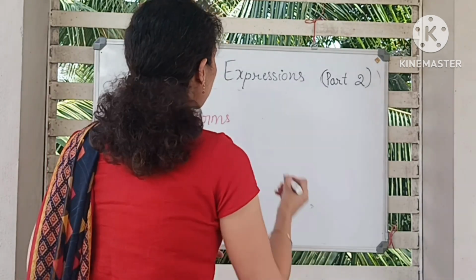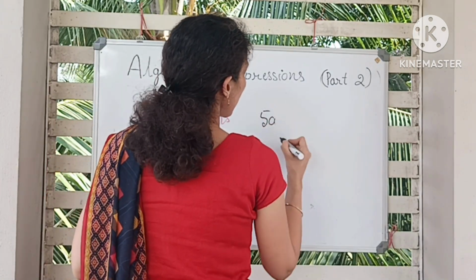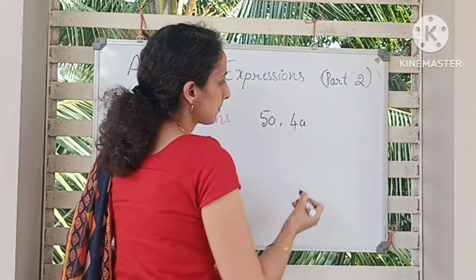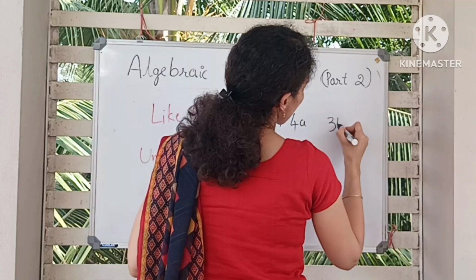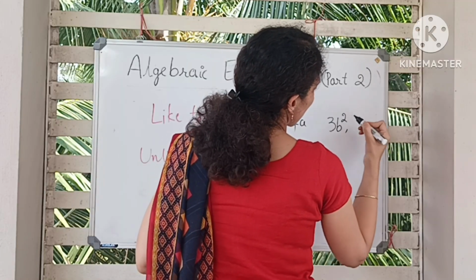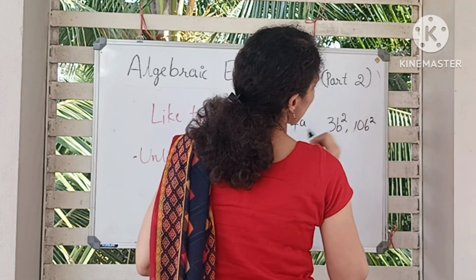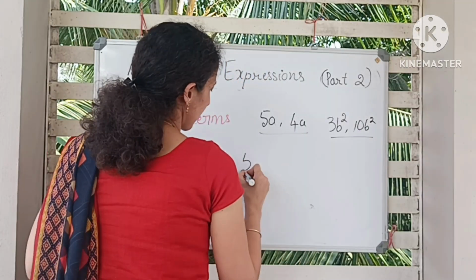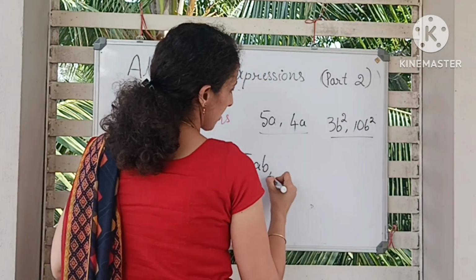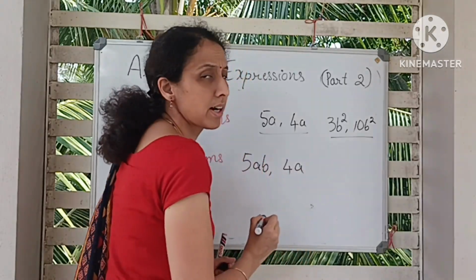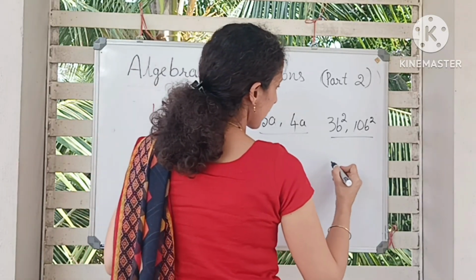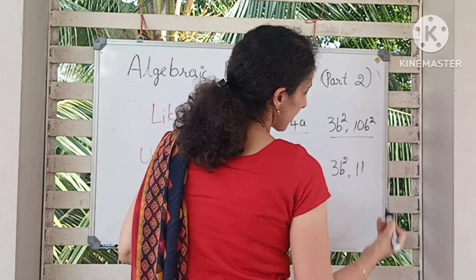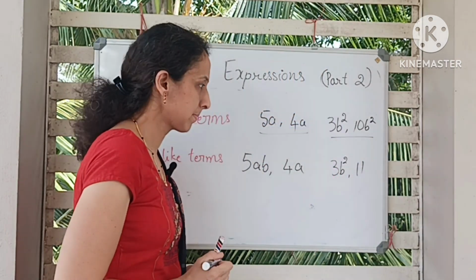For example, 5a and 4a are like terms, 3b square and 10b square are like terms. Same way, 5ab and 4a are unlike terms, and 3b square and 11 are unlike terms.